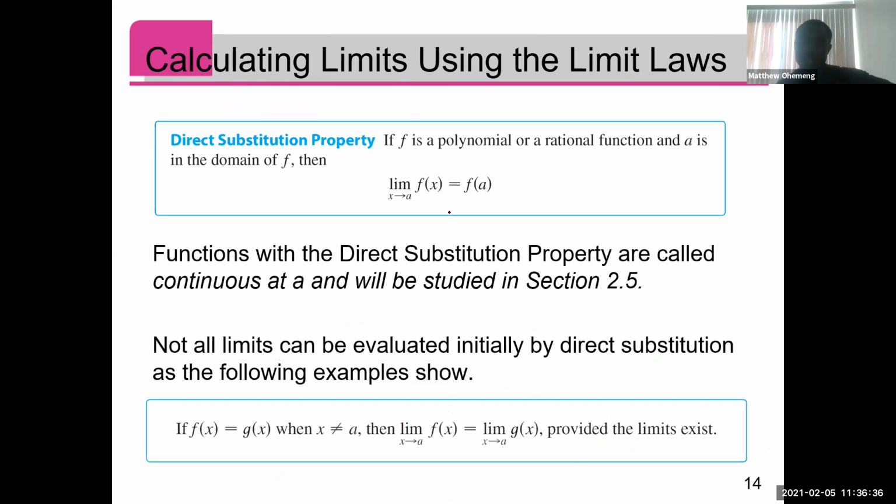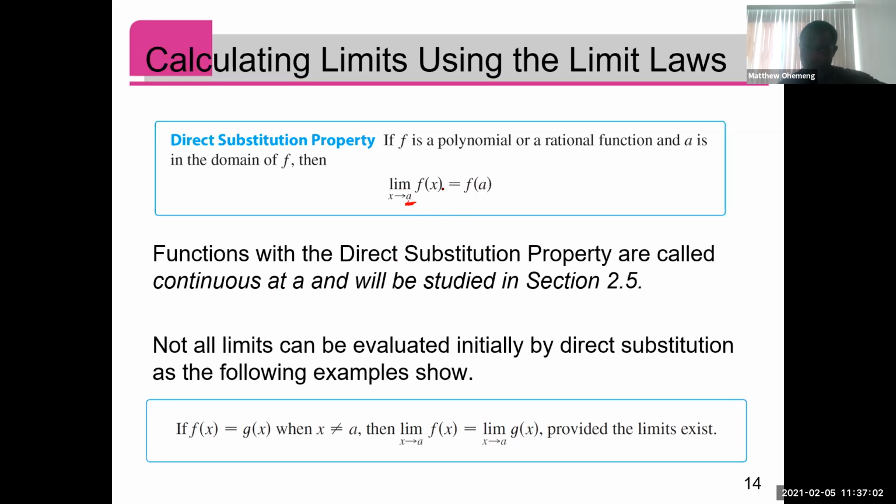Okay, so as I was saying, as you can see, in most of the limits that we take, you end up plugging it in the function, right? So if you're taking the limit of f of x as x approaches a, in most cases, when you plug in the a, you don't get any issues, right? So in those cases, we call it a direct substitution property. And when that happens, we say that the function is continuous at a. We will talk about continuity in 2.5.